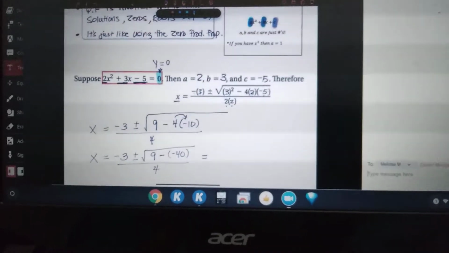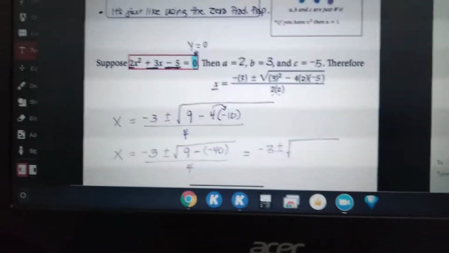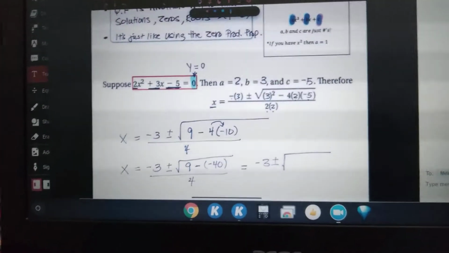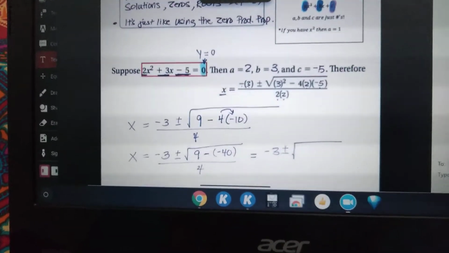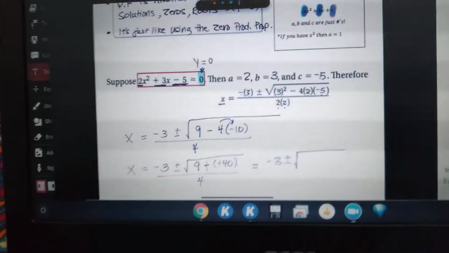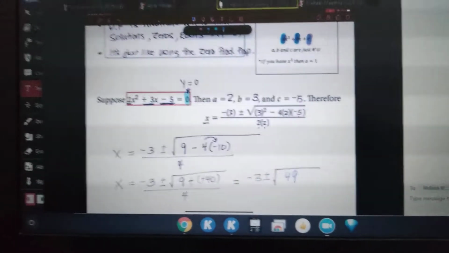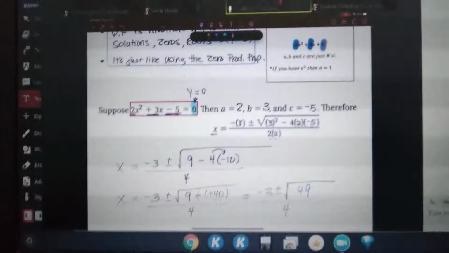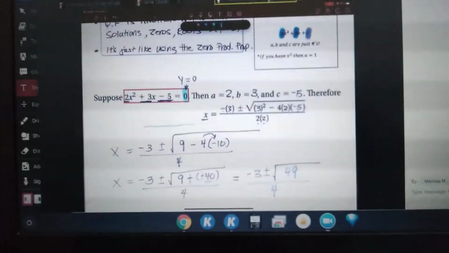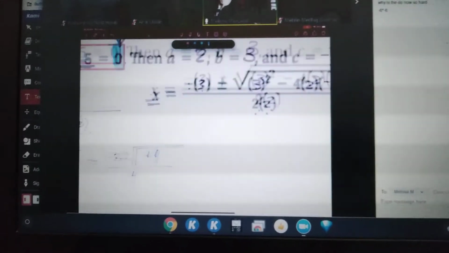Good. So I have negative 3 plus or minus the square root of 9 minus a negative 40, which is the same thing as saying 9 plus 40. Remember, when we're doing subtraction, add the opposite. Everyone understand? So I end up with 49, all over 4. Everyone understand? Good. So now let me minimize this, resize, make this a little bit smaller, shift this over here, zoom on in.